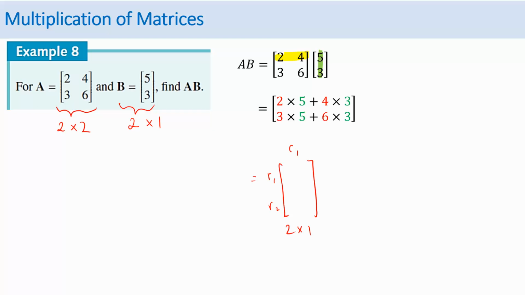Here we go. We said row 1, column 1. Row 1 has the first number as a 2. Column 1, the first number is a 5. So I did 2 times 5. I paired the 2 and the 5.